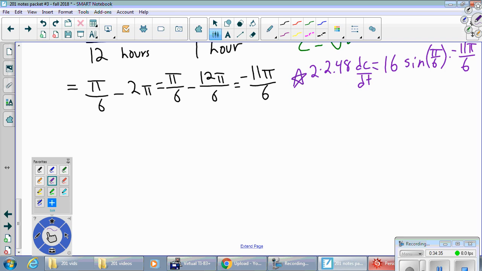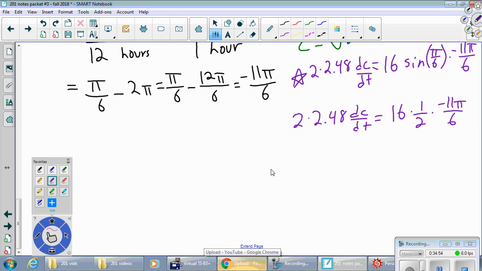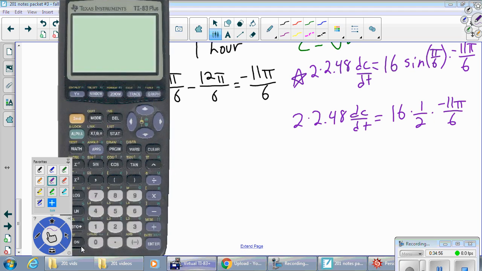Okay, so 2 times the 2.48 number, dc dt. Just have to evaluate this sine of pi over 6. That's a half. 16 times a half times negative 11 pi over 6. Now I'm ready to go to my calculator. I mean, clearly you can reduce over here, but ultimately I'm just going to get a decimal anyway, so that's what I'm doing right now.